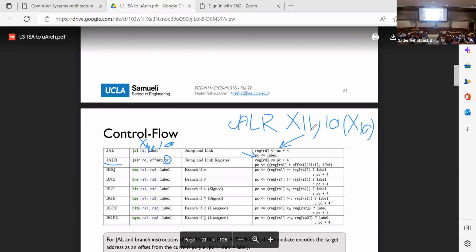Okay, it does multiple things at the same time, but if you follow here, you will see all those things. We do PC plus 4, we record it into RD, then we update the PC with whatever value there is in RS plus offset, and we jump to that point.